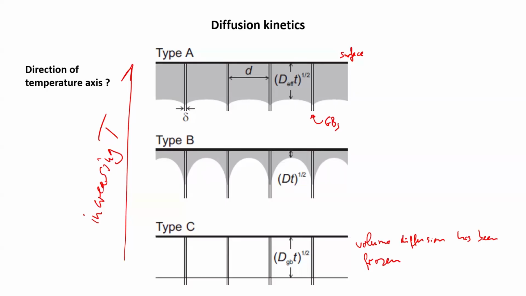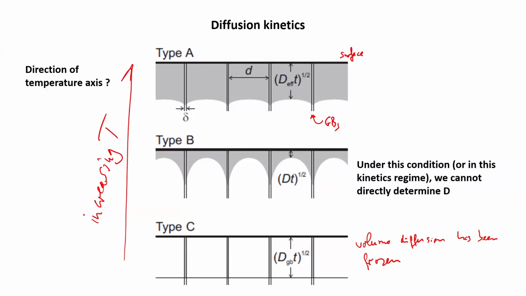And then there is this interesting regime B, where we have both. We have some volume diffusion. We cannot neglect it, especially because there will also be some out diffusion from the grain boundaries into the grain interiors, but we will also have dominant grain boundary diffusion. Under this kinetic regime B, we cannot independently and directly from these diffusion measurements measure the grain boundary diffusion coefficient.